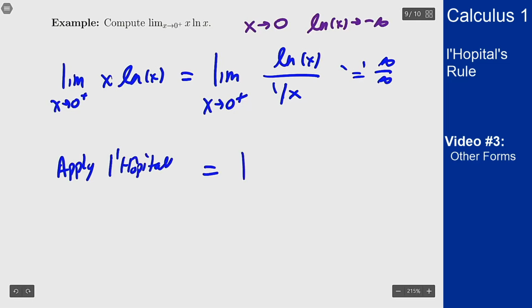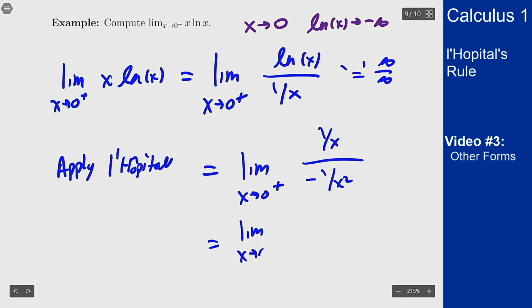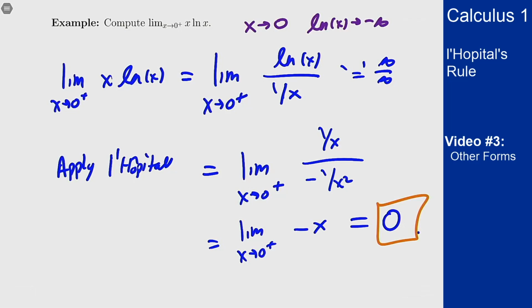And I get this being the limit as x goes to 0 from the right of 1 over x on top and a negative 1 over x squared on the bottom, which is the limit as x goes to 0 from the right of minus x, which is 0. This limit here is 0.